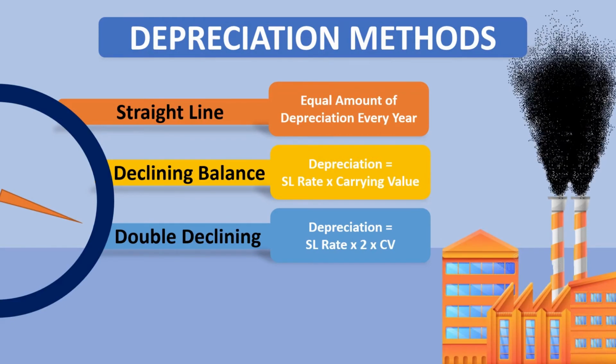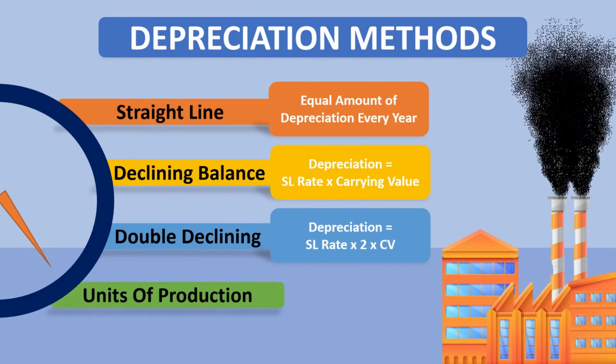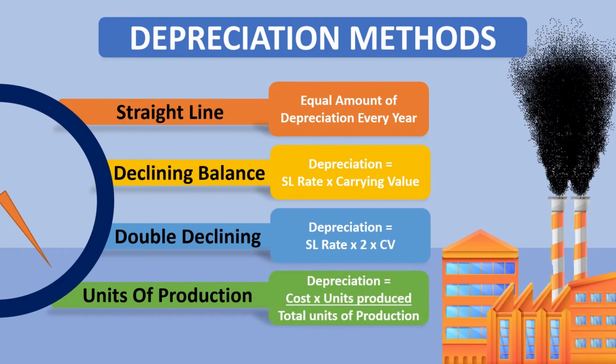Finally, the units of production method. This method requires an estimate for the total units an asset will produce over its useful life. Depreciation expense is then calculated per year based on the number of units produced. This method also calculates depreciation expenses based on the depreciable amount.